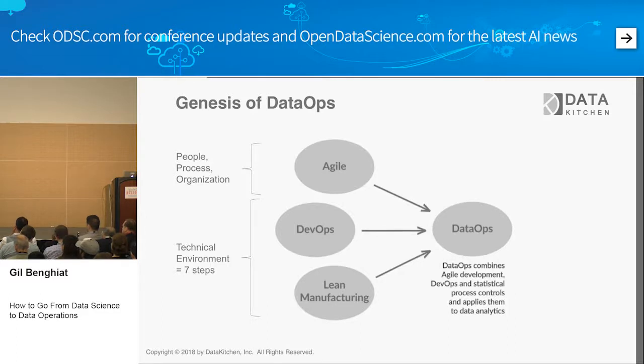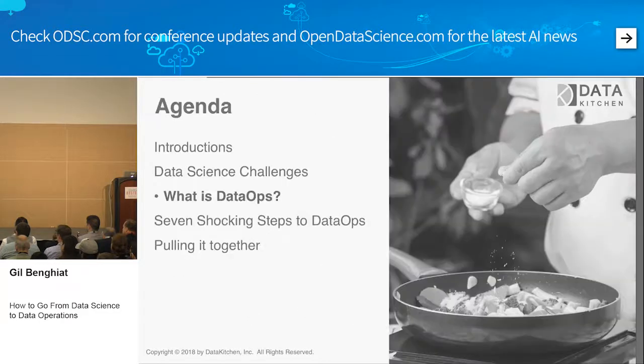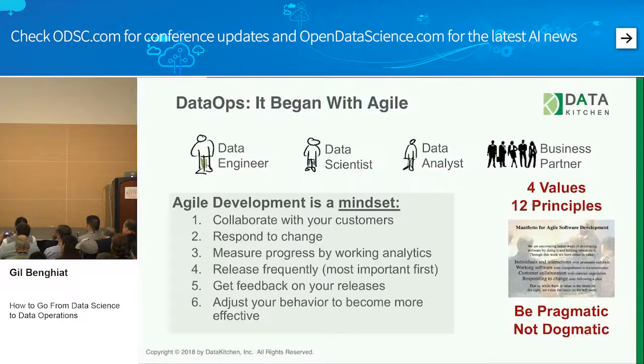The next 2 bubbles are really supporting Agile. It's a DevOps environment, right? And it's also lean manufacturing, so it's statistical process control. So the technical environment part, we're going to cover that in the 7 steps. And the people, process, and organization we'll cover in just a moment. And those constitute data ops.